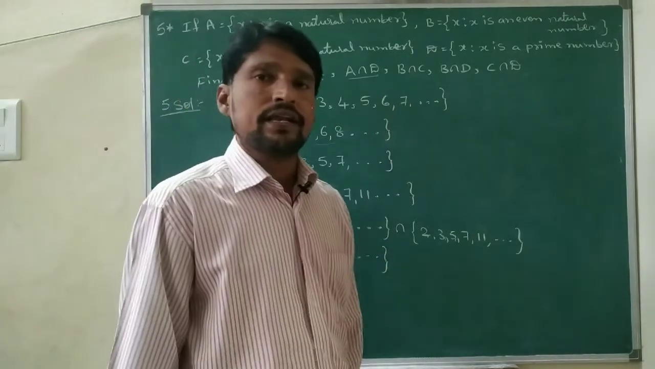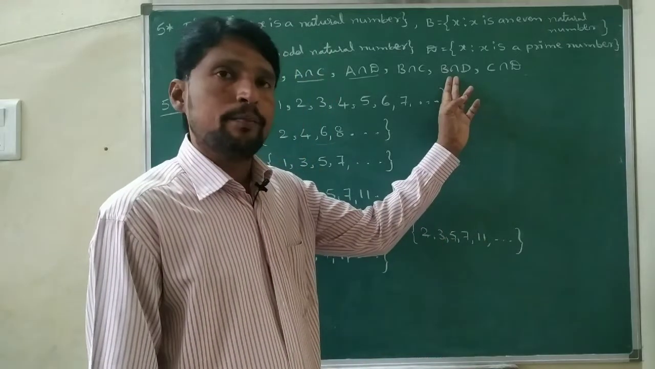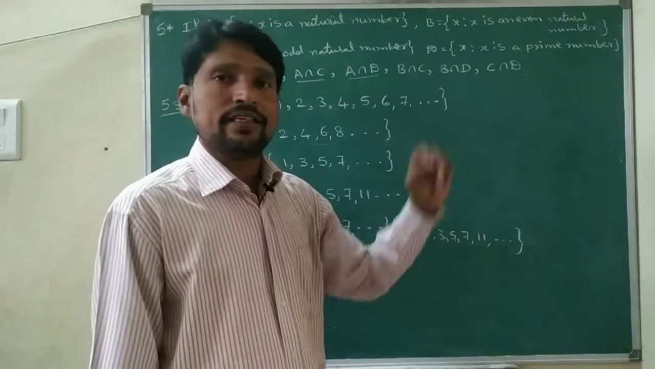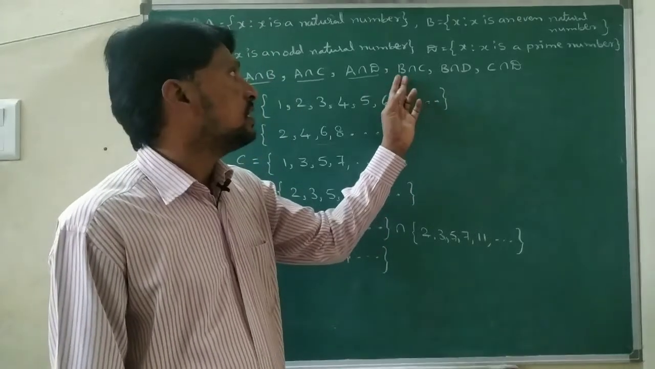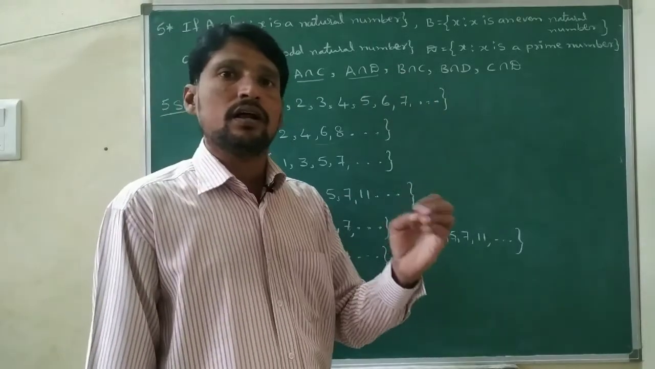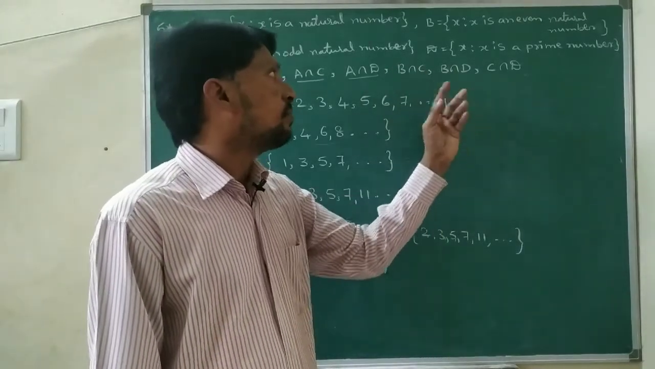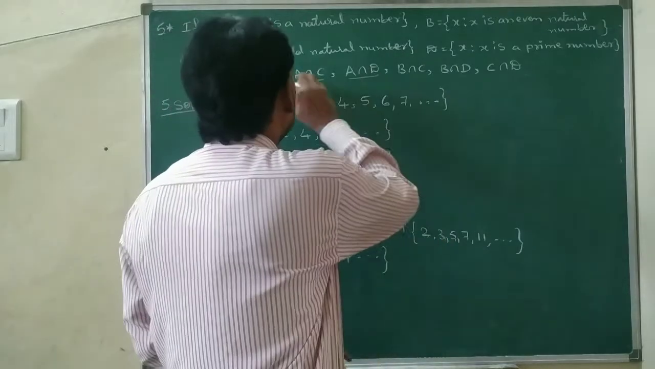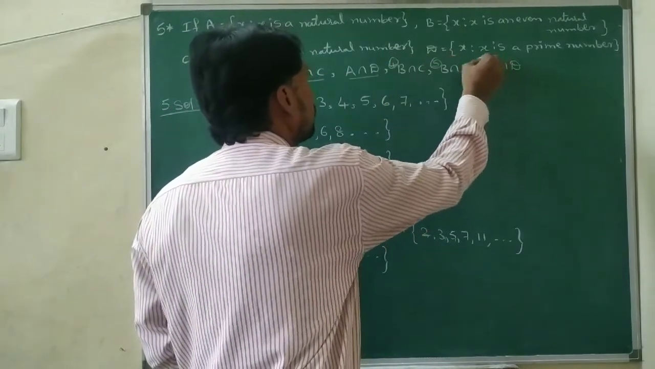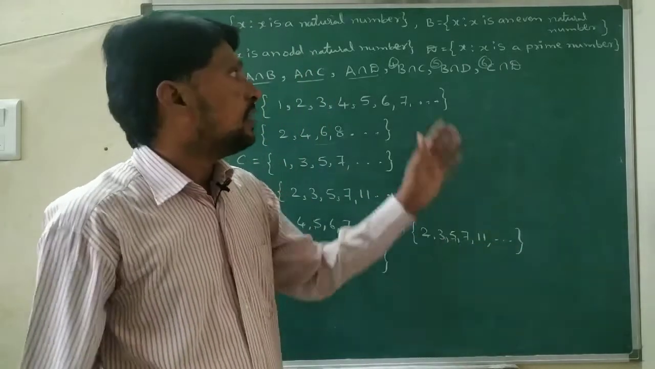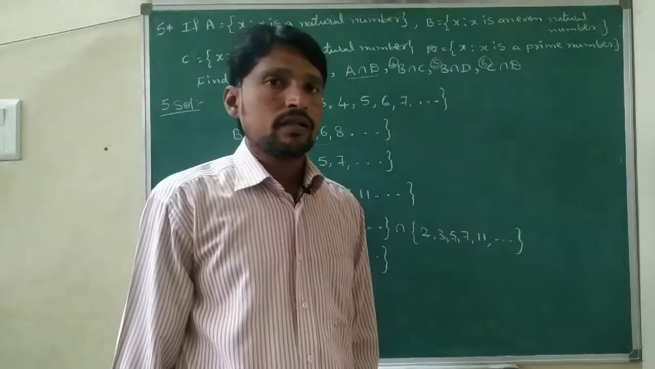Next are B intersection C, B intersection D, and C intersection D. These three problems, the fourth, fifth and sixth, you can try your level best and comment in the comment box.